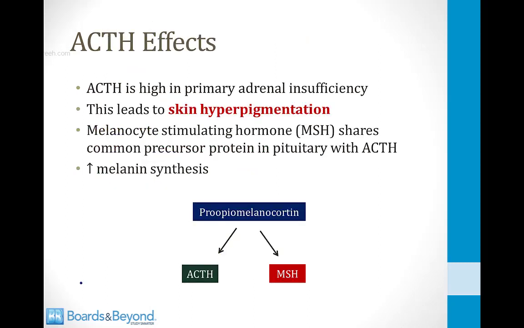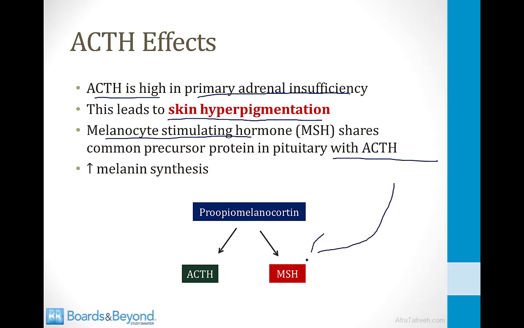Now, most of the symptoms of adrenal insufficiency are due to low cortisol levels, but there's one symptom that's due to high ACTH, and that's skin hyperpigmentation. Recall that ACTH is high in primary adrenal insufficiency, or Addison's disease, and this will lead to darkening of the skin, which is called skin hyperpigmentation. The reason for this is because melanocyte-stimulating hormone shares a common precursor protein in the pituitary with ACTH.